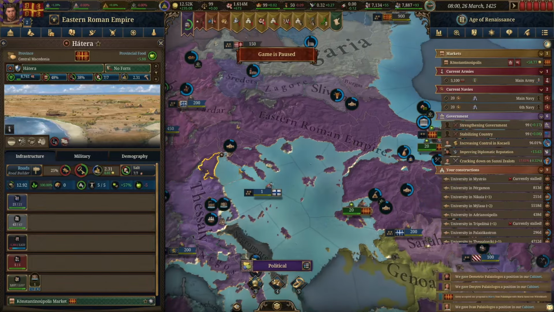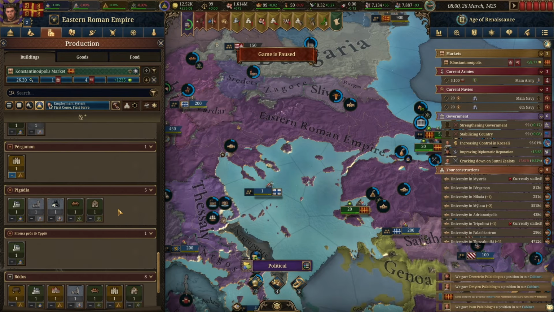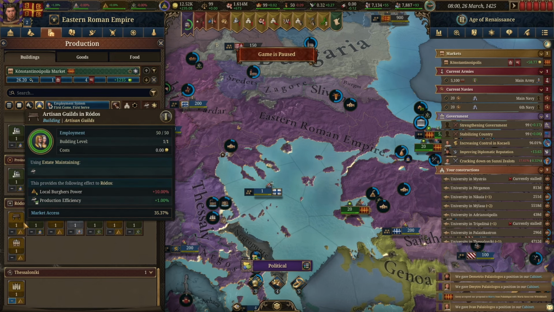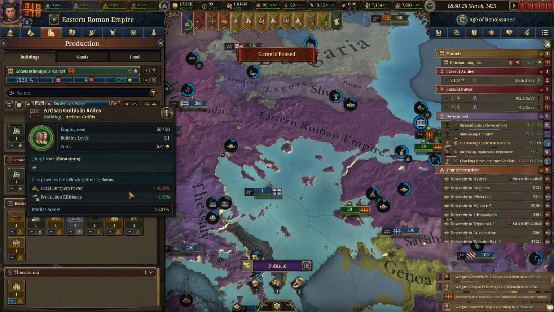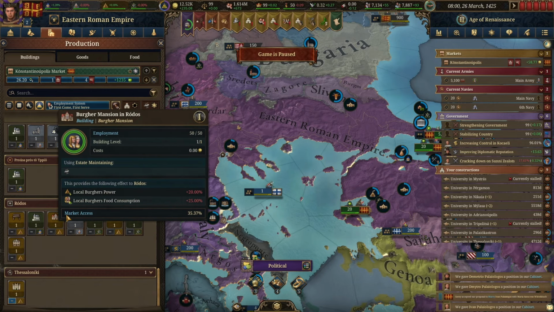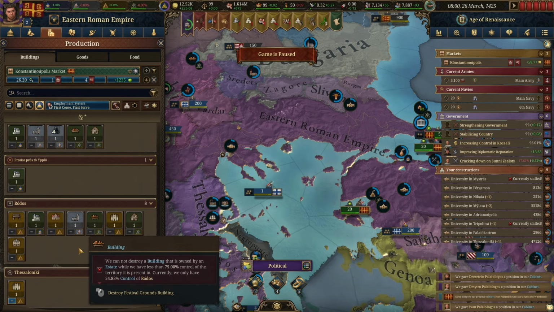There are some other modifiers. For example, if we head over to the production tab and we hit this estate buildings display button, we can see the buildings the estates have built that benefit them. If we look in roads, we have a few buildings. We have this artisan guild, which modifies the local burgher's power. We have this toll castle, which increases the amount of nobles in the location. We have this burgher's manor, which increases burgher power further. We have this local shrine, which again increases cleric power. And you'll actually see we can't demolish these buildings.